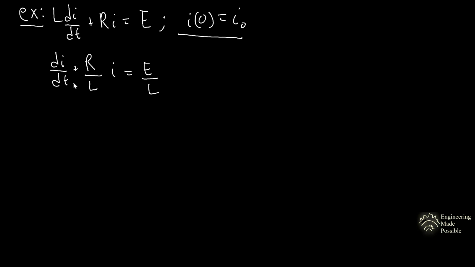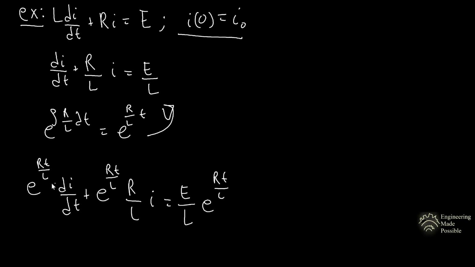So you divide both sides of the equation by L, and you see that your P of x is R divided by L. So we have e to the power of the integral of R divided by L with respect to t, and that is equal to e to the power of R over L times t, since R and L are constants. And now you multiply both sides of the equation by this, and you get e to the power R over L times t di/dt plus the same base e, R over L times i is equal to E over L times e to the power Rt over L.